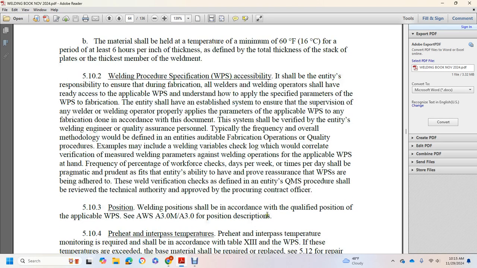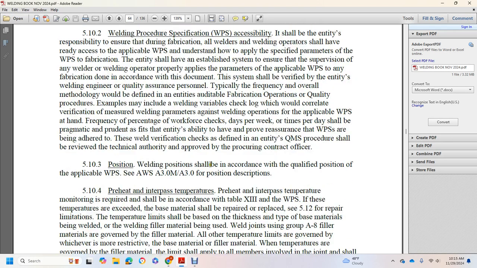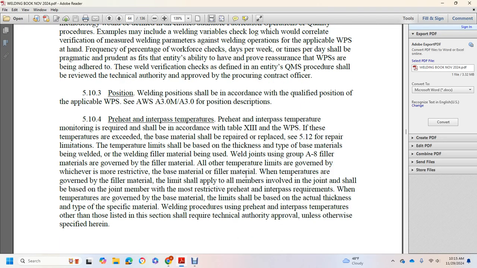a procuring contract officer. Welding position shall be in accordance with the qualified position of the applicable welding performance specification for proper descriptions. AWS A3.0M and A3.0. Preheat and interpass: preheat and interpass temperature monitoring shall be in accordance with Table 13 and the welding performance specification.